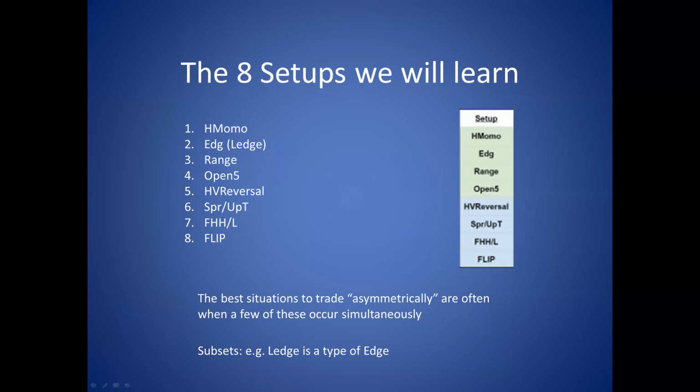Those typically occur when it's more than one of these at the same time. Like we'll get a ledge edge that's also a range breakout that happens on the open 5 with a high volume reversal, and that creates a spring. I mean, that happens. When you see that, it's just one of those go in with everything you got because the odds are really, really good you're going to make money.